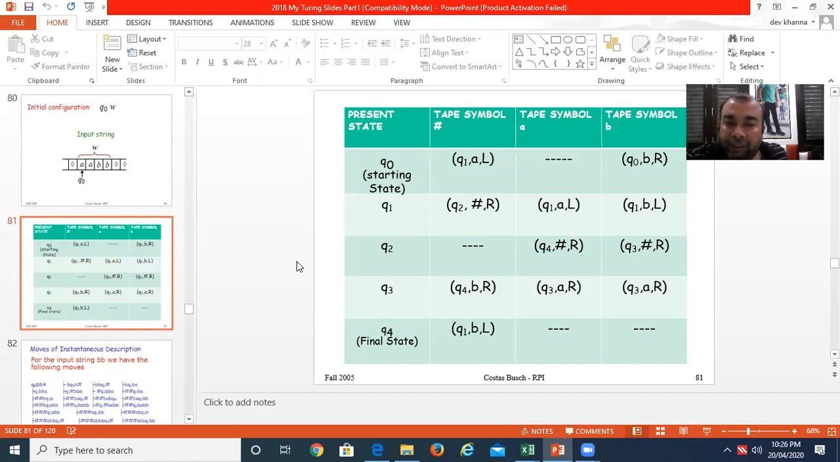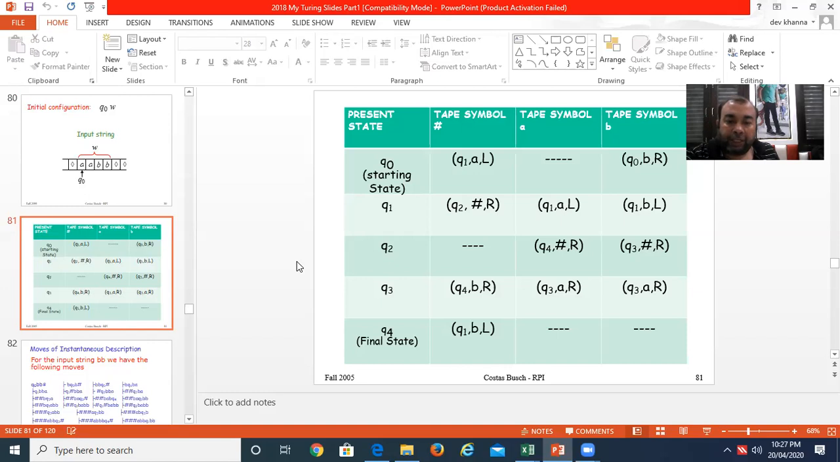Next, Q0: what will you do when you are reading A from the input tape and your current state is Q0? Blank is written. It means this is a partially defined function, and the machine will hang here when you are in state Q0 and reading A from the input tape. Finally with B, when you are in state Q0, you remain in Q0, B remains B and you take a right turn.